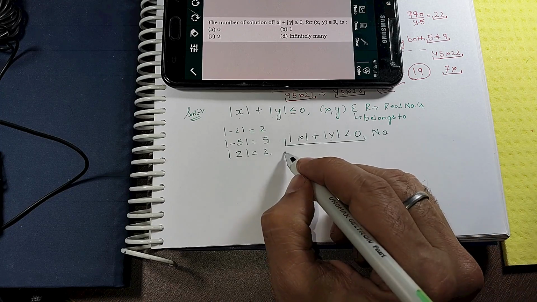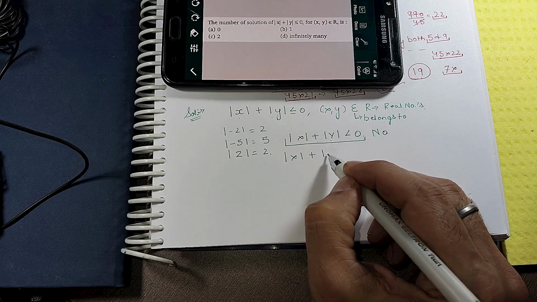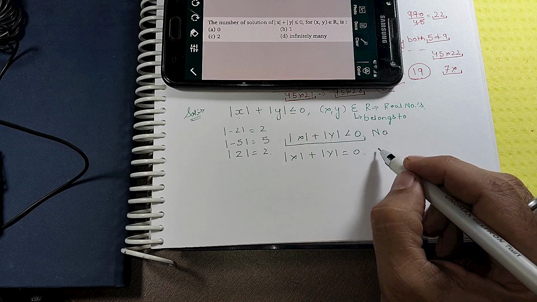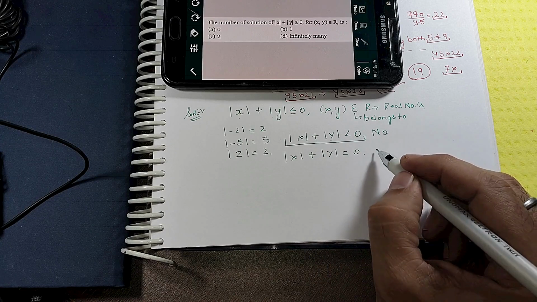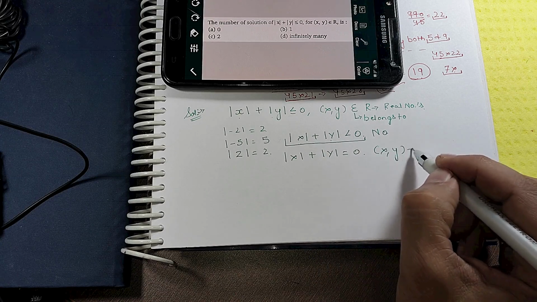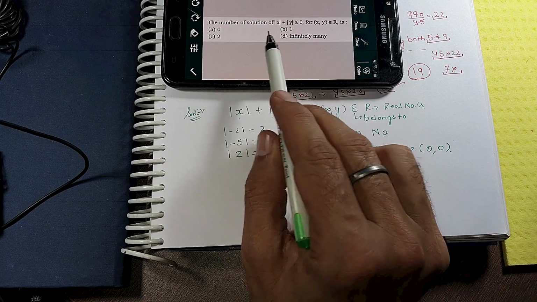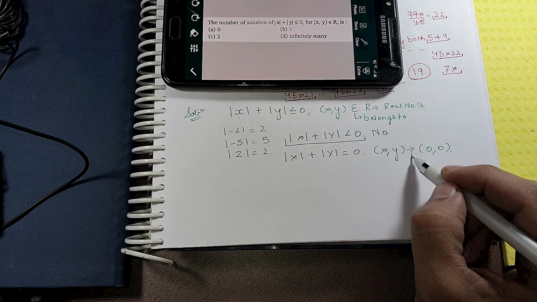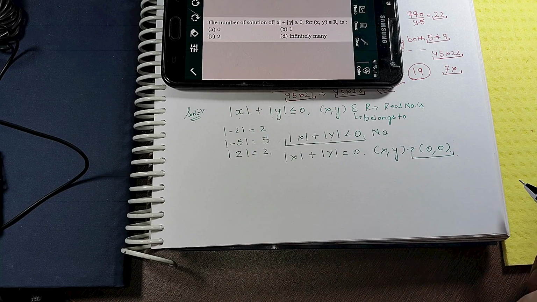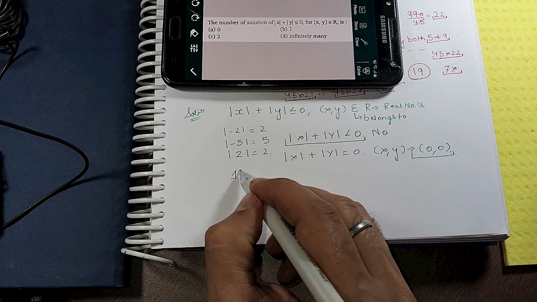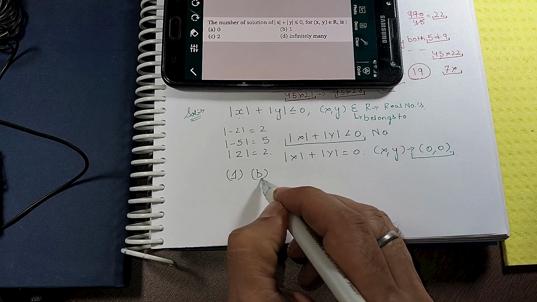Can this be possible? No, because mod will always give a positive value. So the only option left is mod of x plus mod of y equal to 0, and that can happen only when, since x and y belong to real numbers, x and y both have value 0. Now we have been asked to find the number of solutions. The only solution is when x and y are 0 and 0. So the number of solutions will be only 1, and the right option will be option B.